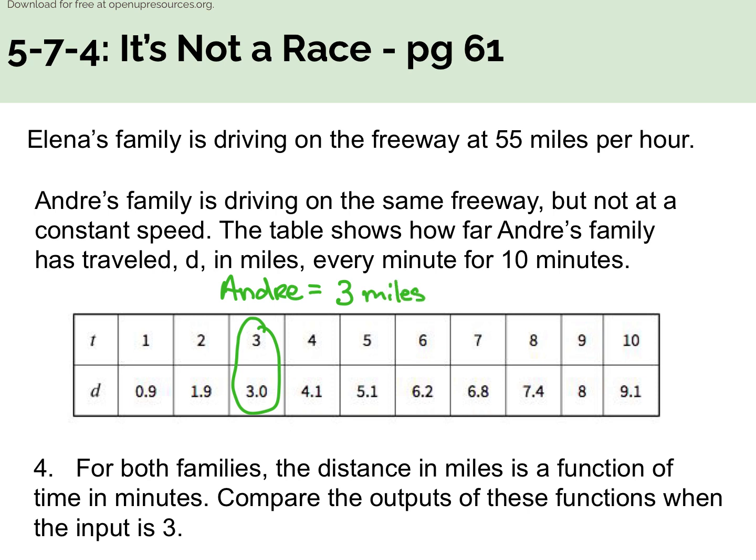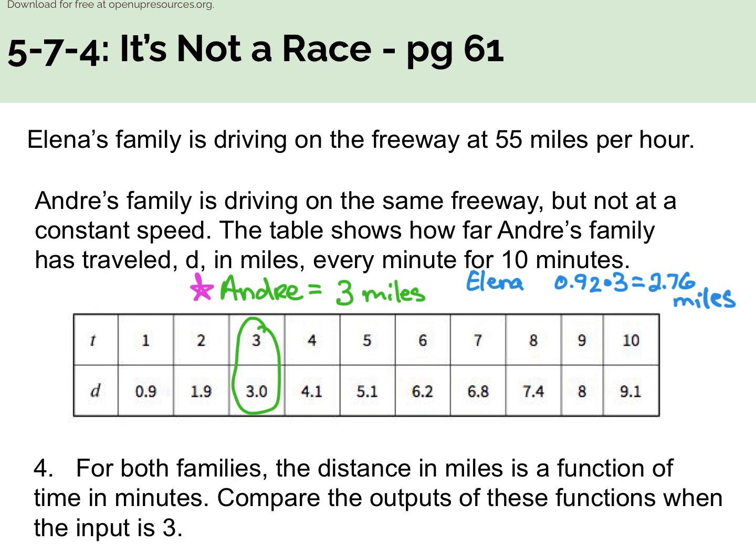Okay, and then for Elena, remember we have that 0.92, so we're going to say 0.92 times 3. Grab a calculator. That's going to be 2.76 miles. So again, notice how we're just comparing these two. Andre's family traveled a greater distance after 3 minutes than Elena's, because he went 3 miles, Elena went 2.76 miles. So Andre is the winner on that one.